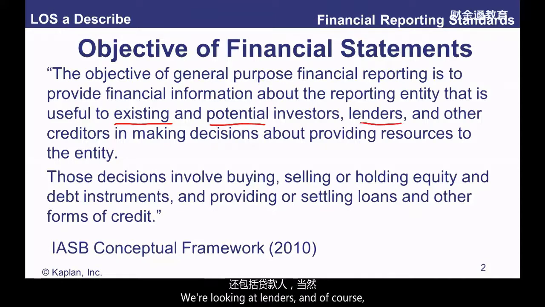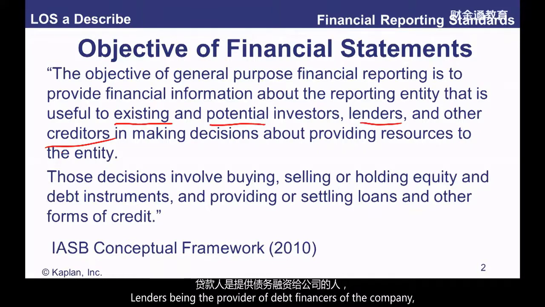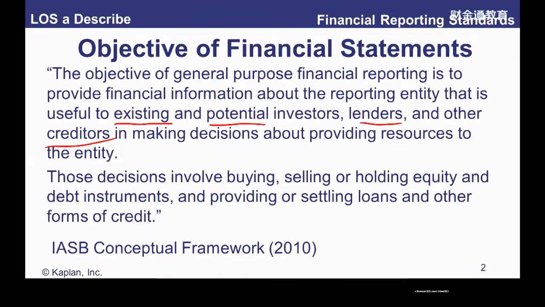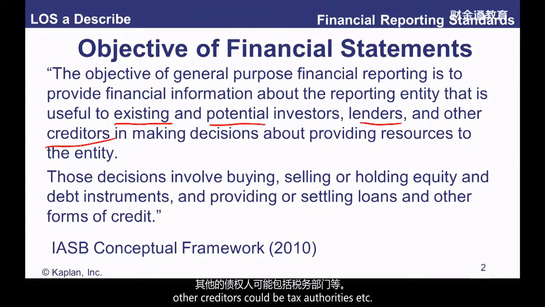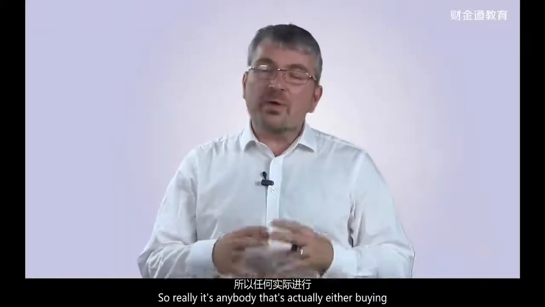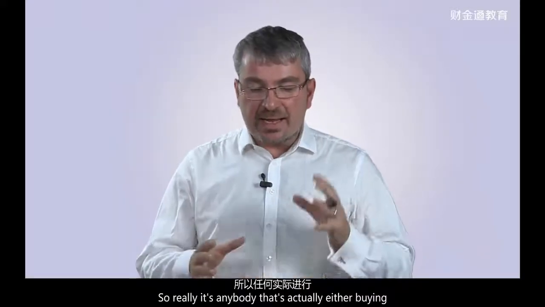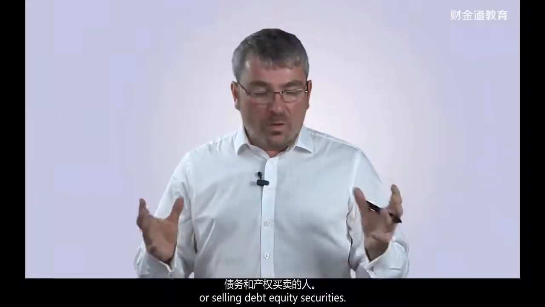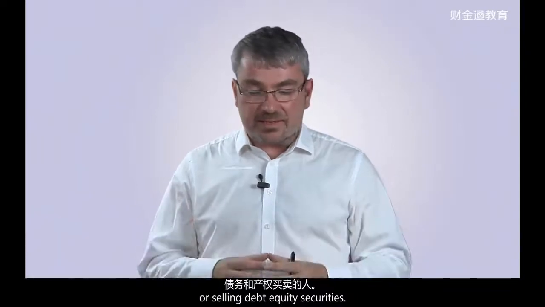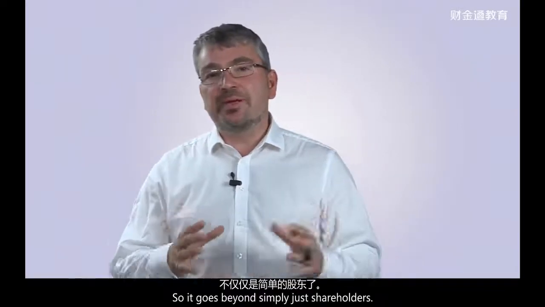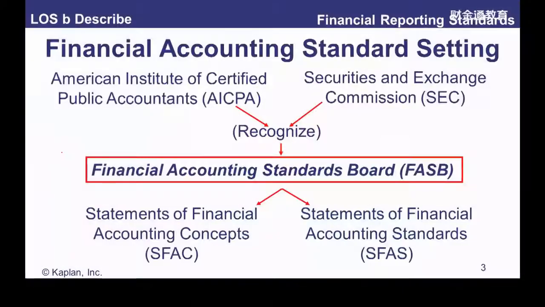We're looking at lenders and, of course, other creditors as well. Lenders being the providers of debt finance to the company, other creditors could be tax authorities, etc. So really it's anybody that is either buying or selling debt or equity securities. So it goes beyond simply just shareholders.